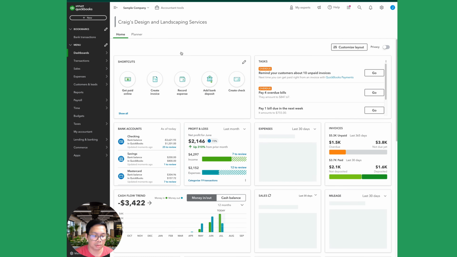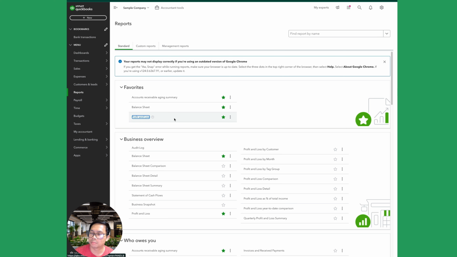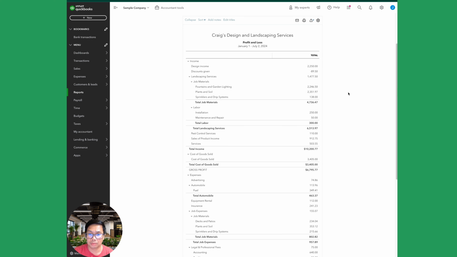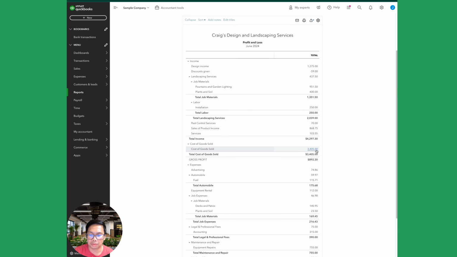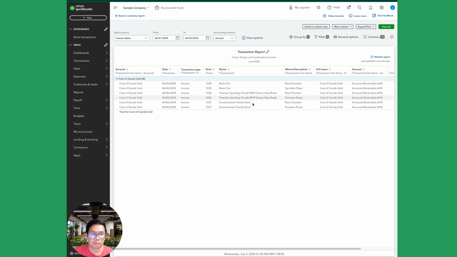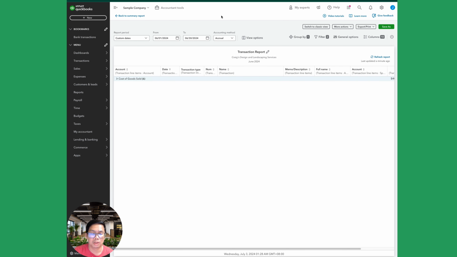And now let's try to look at the profit and loss and see the cost of goods sold amount. So this sample company has data on it already, so it will be mixed with other accounts, but we can find it. Let's go to the profit and loss. And so let's filter it in the month of June 1 to June 30. And now I see that there's a 3,405 amount here. Let's open it. Oh, so where's the one that we made?